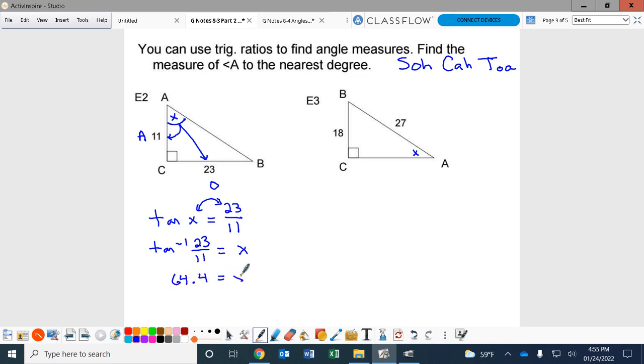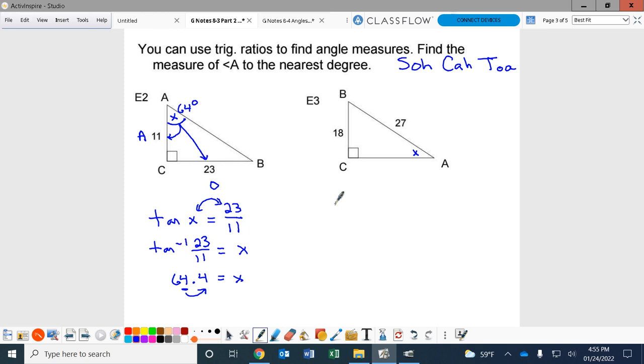equals x. We only need one number behind the decimal because we're rounding degree measures to the nearest degree, which means the nearest whole number. So that would round to 64 degrees. That would be your final answer. Again, to type that in, it's just 23, fraction button 11, second tangent. Whenever you see this little -1, you got to hit the second button. You use that anytime you're finding an angle.